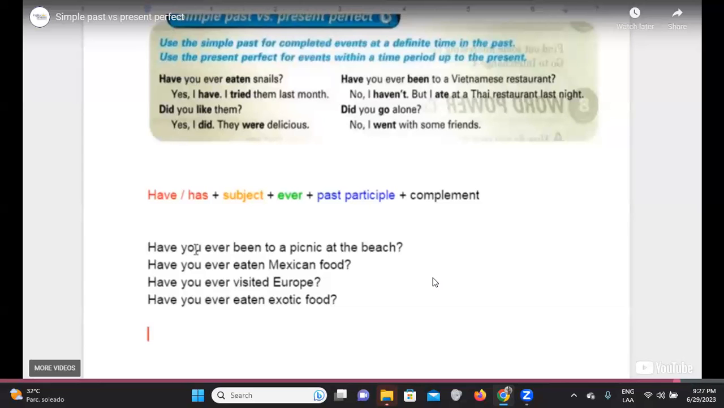Have you ever visited Europe? Have you ever visited South America? Have you ever visited Alaska? Have you ever visited Antarctica? Have you ever visited the Caribbean? Right? Exotic places. What is the most exotic thing that you can remember?